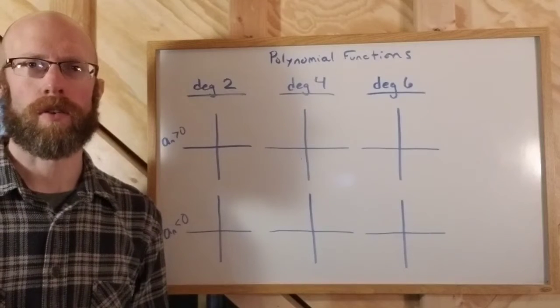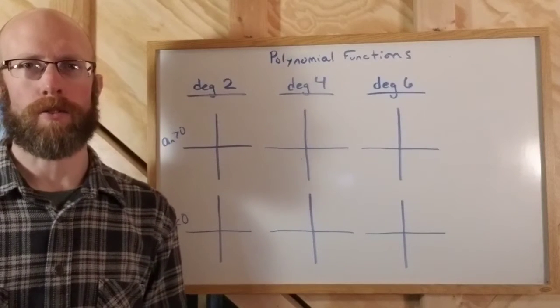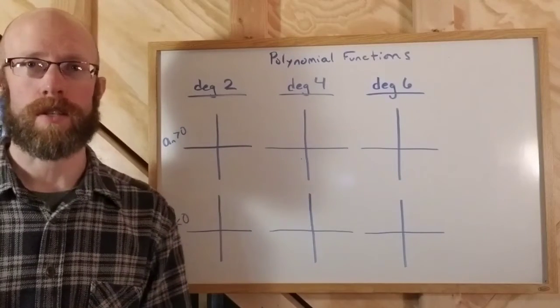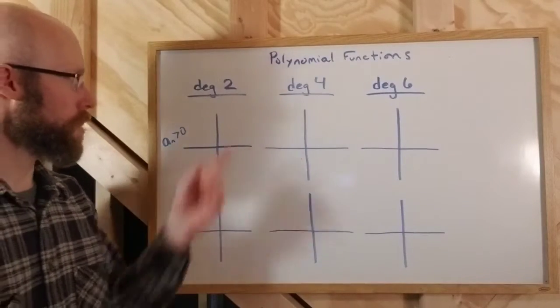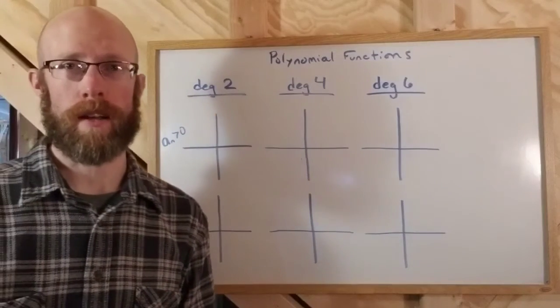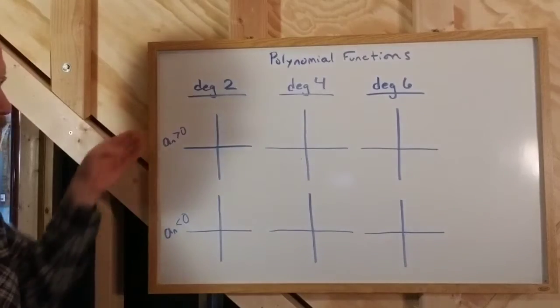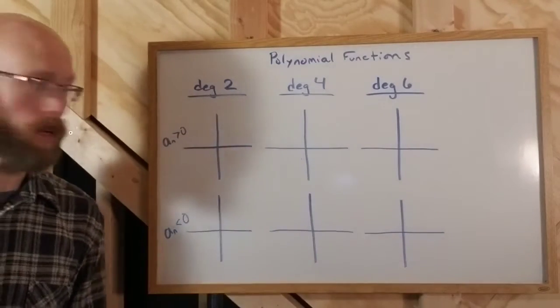So now we're going to start looking at even degree polynomials. And a couple of them we know right off the bat, particularly the second degree. Second degree polynomials, remember, are quadratic, and so their graphs are parabolas. Now, here I have two rows of graphs. I'm going to fill these in as we go.